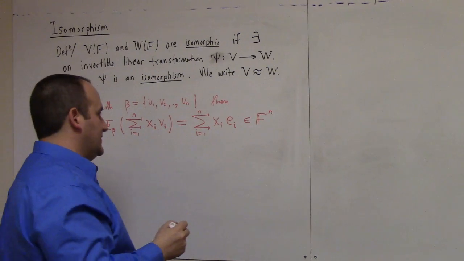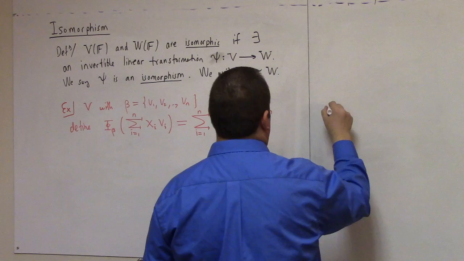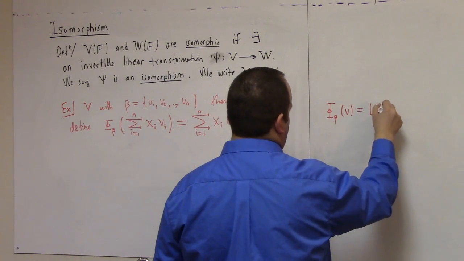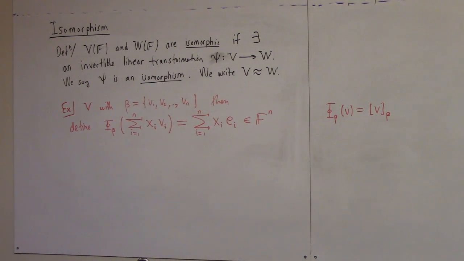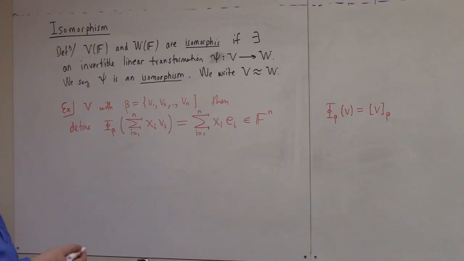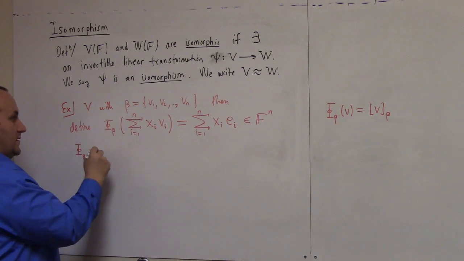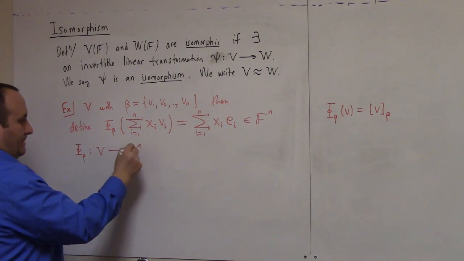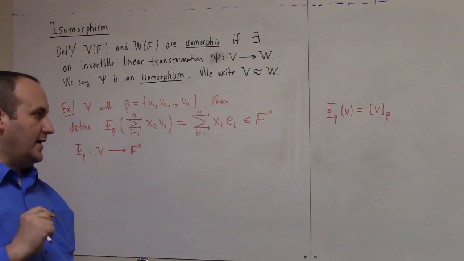You might recognize this. In simpler notation, what I'm saying is phi beta of v is equal to the coordinate vector of v with respect to beta. This is the so-called coordinate chart. It's linear. Hey, you proved that in the homework. Isn't that convenient for me now? So you know that phi sub beta is a mapping from V to F^n. I would point out that this mapping is linear, and it is invertible.